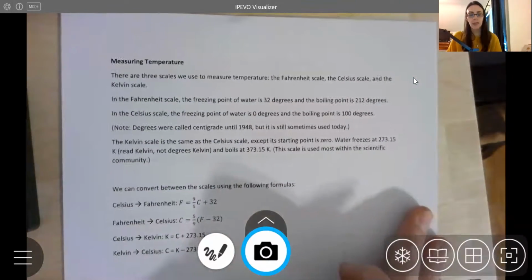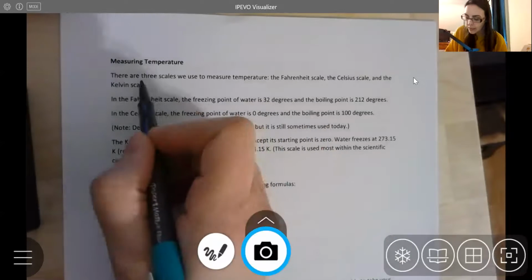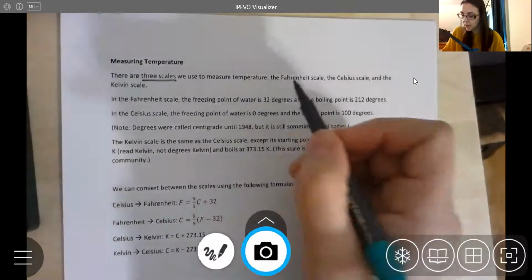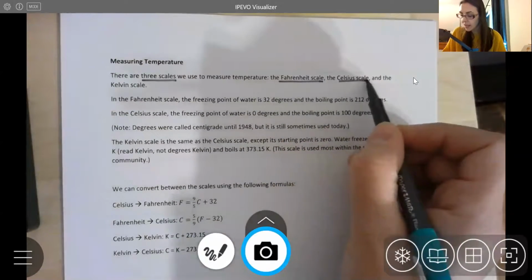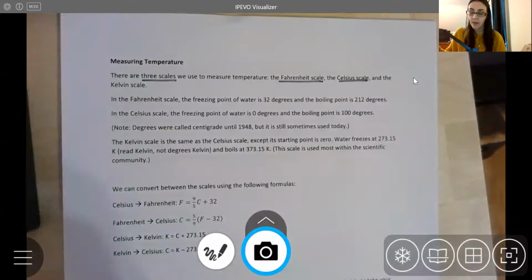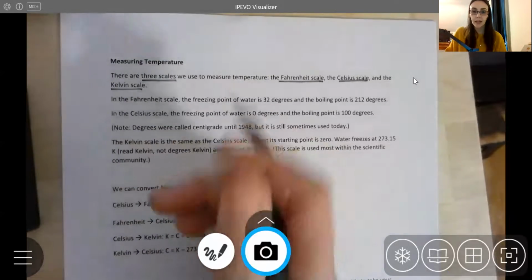Now, the last thing I want to talk about here, and I figure we'll do it in the same video because it's actually pretty quick, is temperature changes. There are 3 scales that we typically use for temperature: the Fahrenheit scale, which is often used in the United States, the Celsius scale, which is often used in countries that use the metric system, and then there's also the Kelvin scale, which is typically used in science.